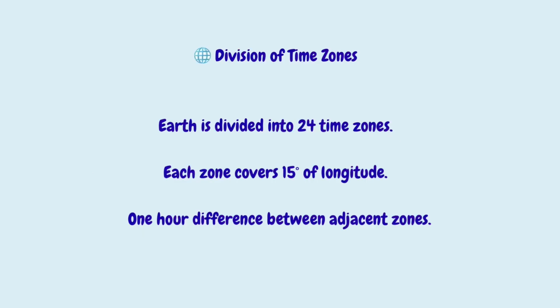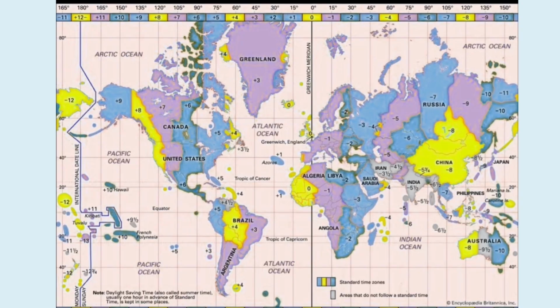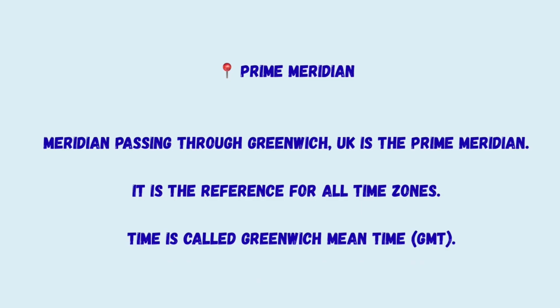Now we will talk about the division of time zones. As we know, the Earth is divided into 24 time zones. Each zone covers 15 degrees of longitude, with a 1 hour difference between adjacent zones. Now we will talk about the prime meridian. The meridian passing through Greenwich, UK is the prime meridian. It is the reference for all the time zones. The time is called Greenwich Mean Time, GMT.